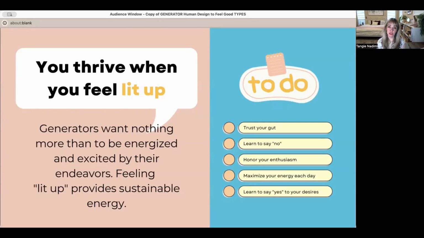So, what you need to do as a generator is trust your gut, learn to say no to things that aren't aligned, honor your excitement and enthusiasm, maximize your energy each day, and learn to say yes to your desires, your satisfaction, and your pleasure.